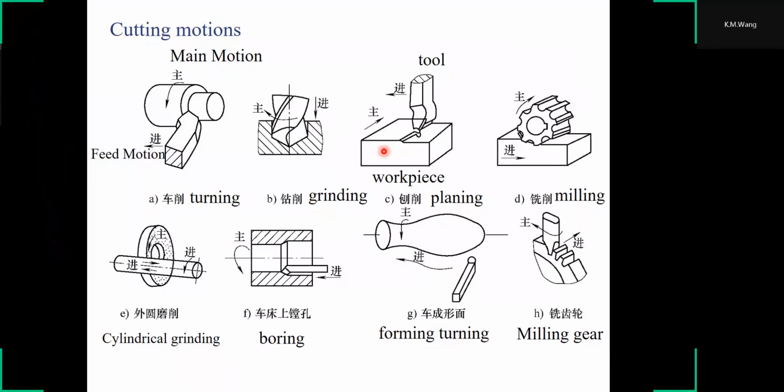This is the planing process. The workpiece is the main motion due to the workpiece's movement speed being faster than the tool. So in the planing process, the workpiece is the main motion, and the tool is the feed motion. You can understand the other processes, for example milling, grinding, boring, forming turning, milling gear. You can find the main motion and the feed motion by the speed of the tool and the workpiece.